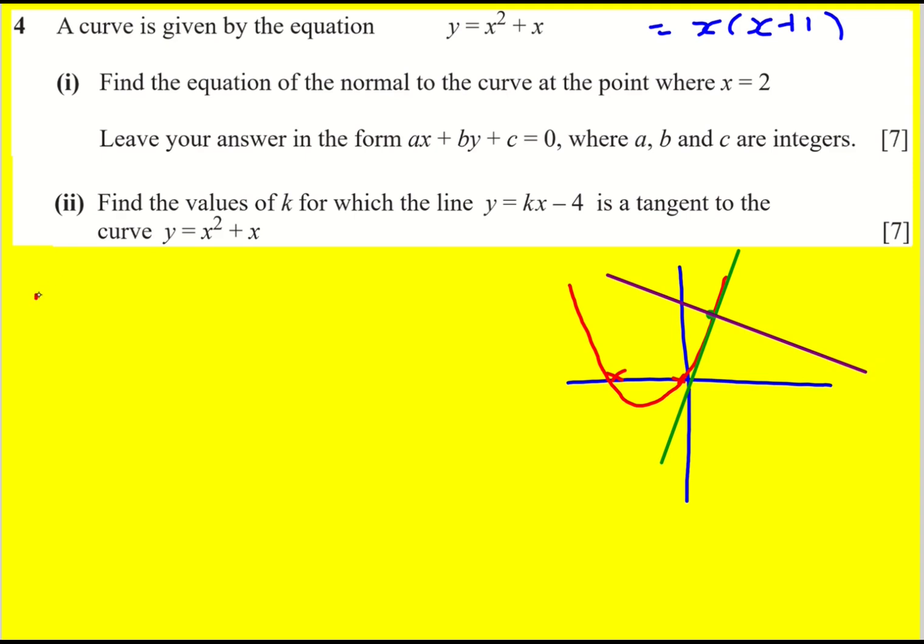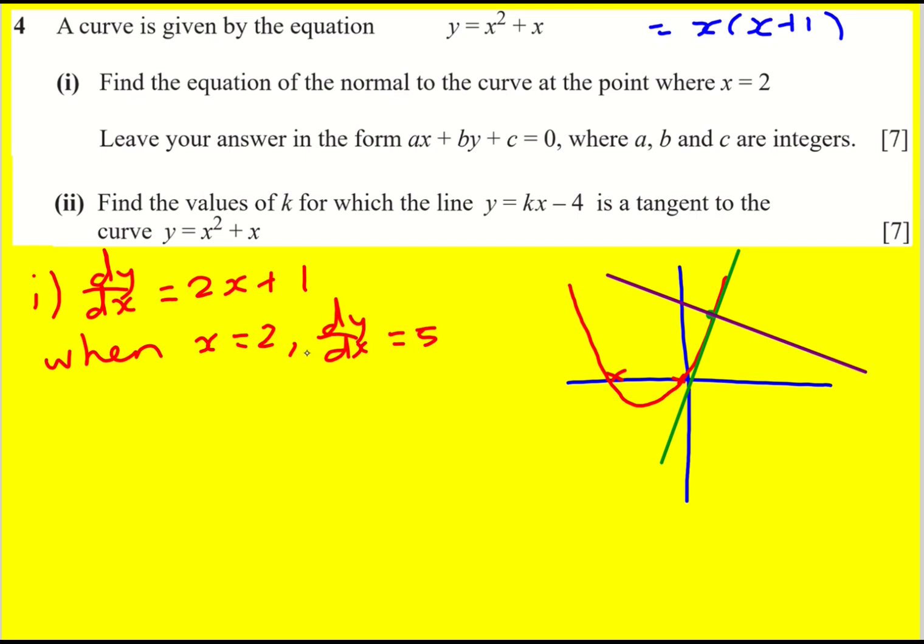Okay, well, first up, I'm going to differentiate. I'm going to do dy by dx because that will give me the gradient everywhere along the curve y equals x squared plus x. And I'm going to get 2x plus 1. Bring the power down, reduce the power. The x, if you think about y equals mx plus c, the gradient of y equals x is just 1. So just get rid of the x. So when x equals 2, dy by dx is then going to equal 5.